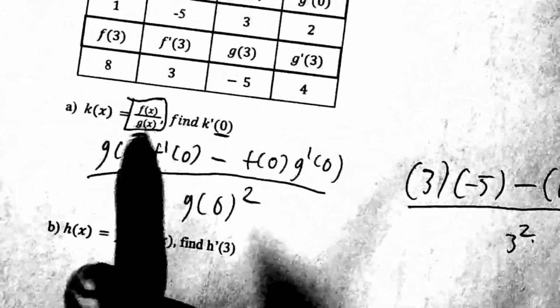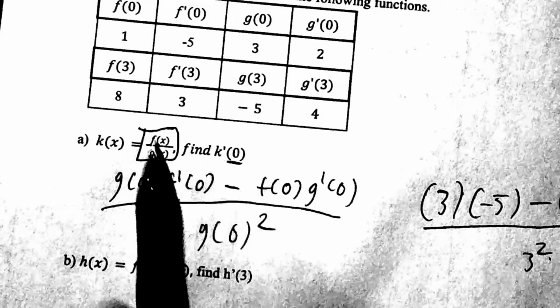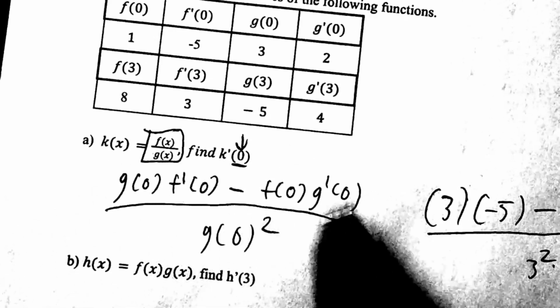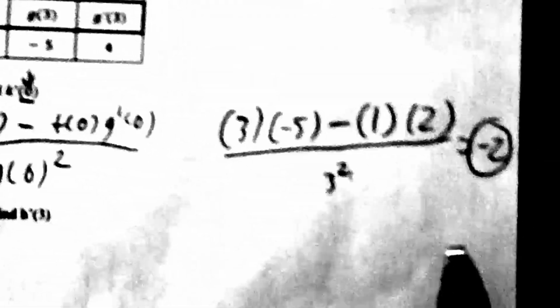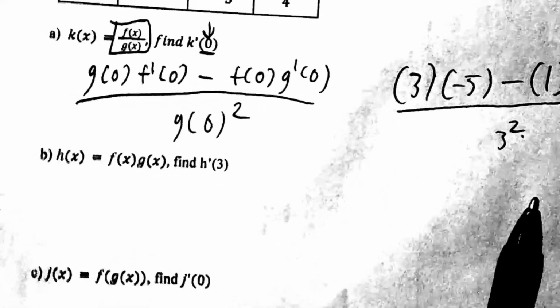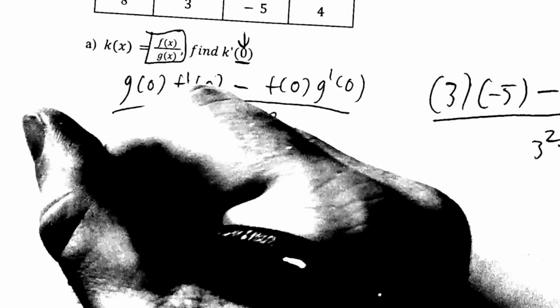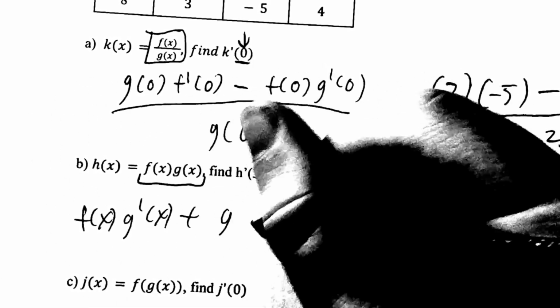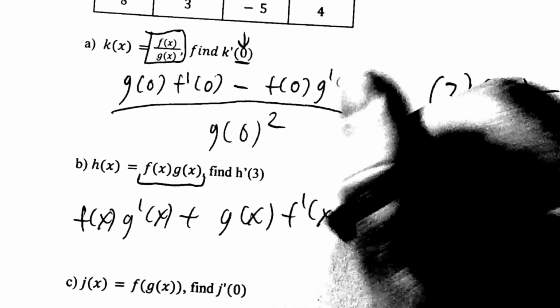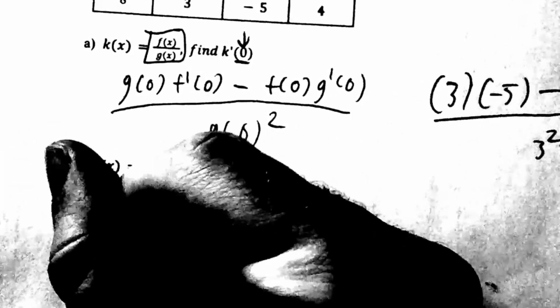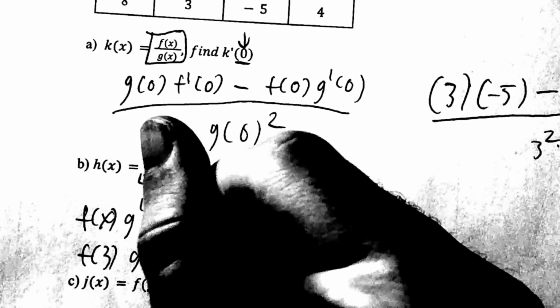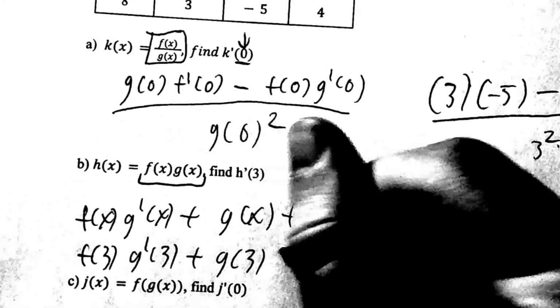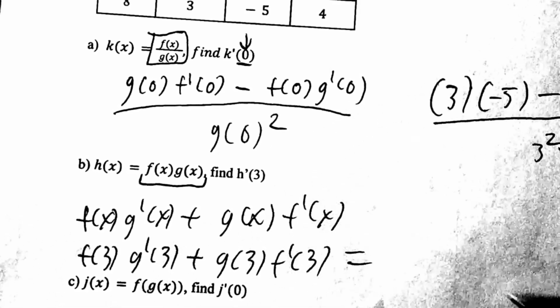Okay, so you notice, okay, the function is a quotient. I'm going to use quotient rule. I'm finding at this specific value. So I'm going to just plug in that value and then substitute from the table, and that gets me it. Okay. Similar for h of x, you notice that this is a product, so it's going to be product rule. Lefty right, righty left, f of x, g prime of x plus g of x, f prime of x, but it's specifically at 3. F of 3, g prime of 3 plus g of 3, f prime of 3. And we're just going to plug them in.